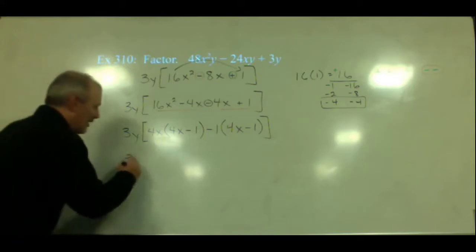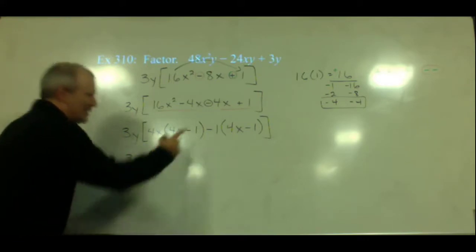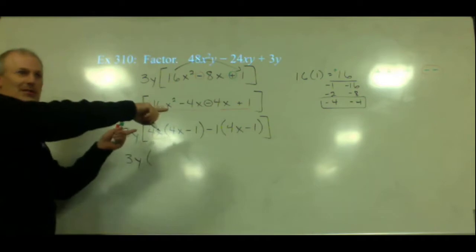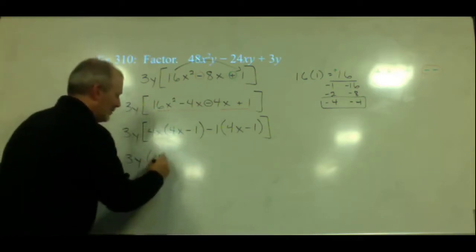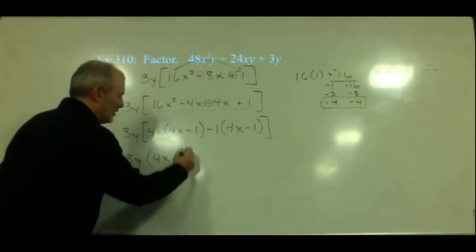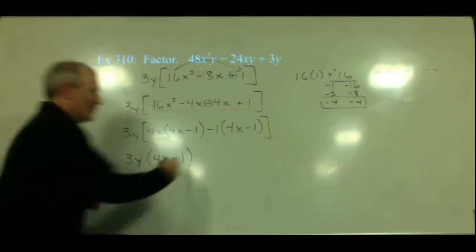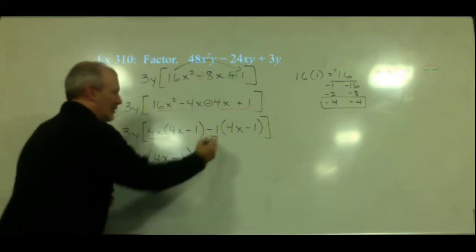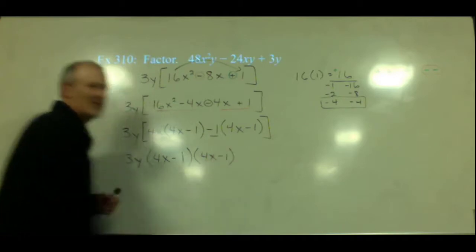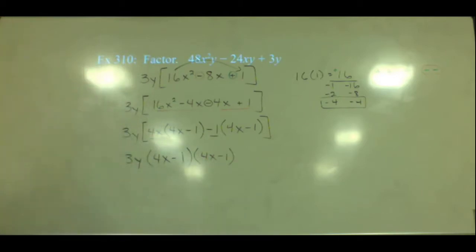So we've got our 3y. What can we take out of both of those groups then? 4x minus 1. And then what's left? 3y minus 1. Nope, right here. 4x. 4x minus 1 again. That's one of those where it was that special pattern where they both end up being the same. The 3y, you factor that out, and it just hangs out in the front the whole rest of the problem. You don't touch it again. That's your answer.